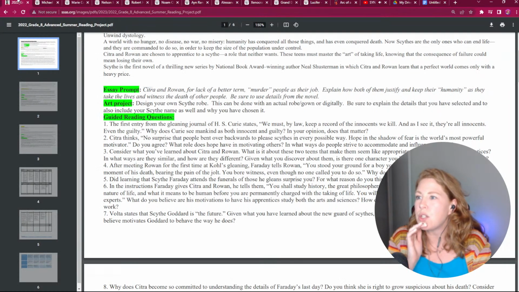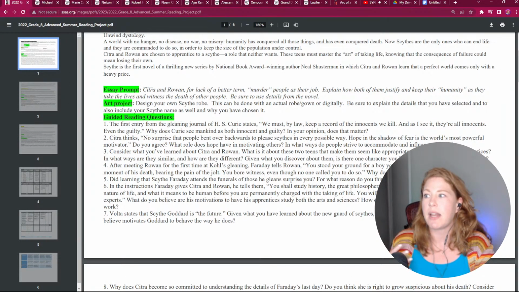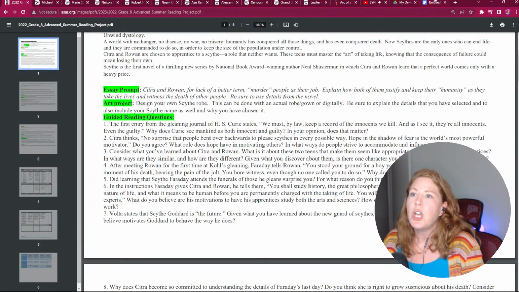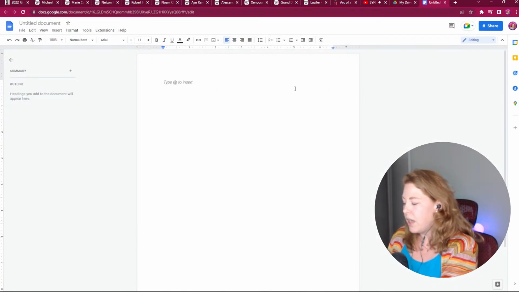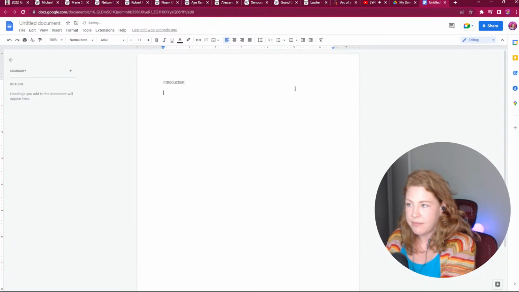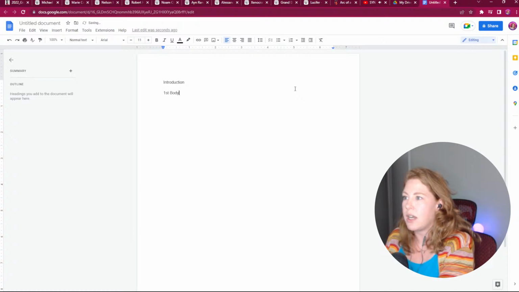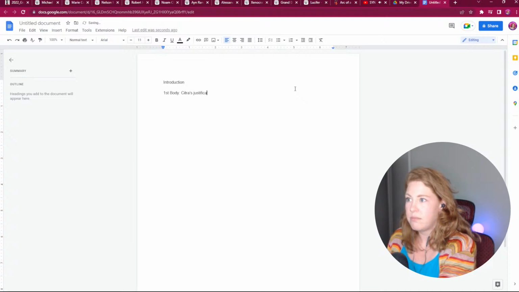The prompt says to explain how both of them keep their humanity as they take lives and witness the death of other people. So I'm thinking that we'll probably want to have, obviously, an introduction paragraph. Obviously, we'll come back to that. The first body paragraph, I think, is going to be talking about Citra's justification and humanity. And then the second body paragraph is going to be about Rowan's justification and humanity.